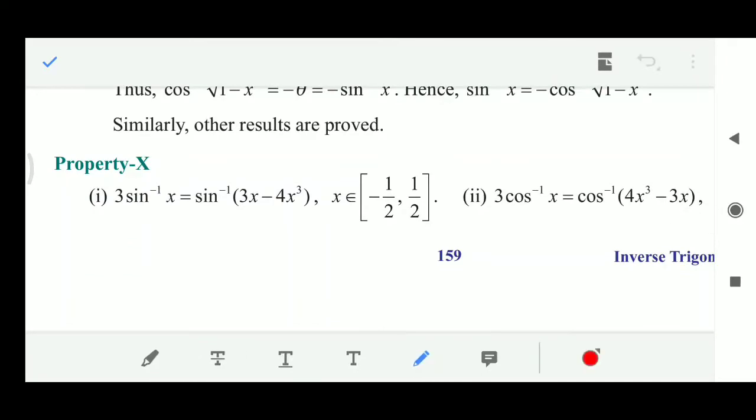The last, 10th property: 3 sin inverse of x is equal to sin inverse of 3x minus 4x cube. Then 3 cos inverse of x is equal to cos inverse of 4x cube minus 3x.